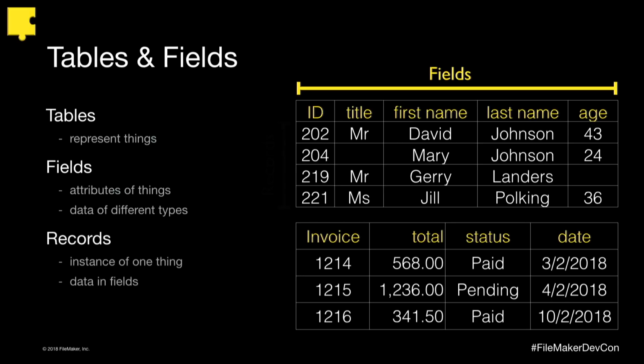And then when you look inside one of those tables that represents things, you have records, and each record is an instance of a thing. And you fill in the data about that particular instance in the record. So that's the basic structure of any database, whether it's FileMaker or anything else.